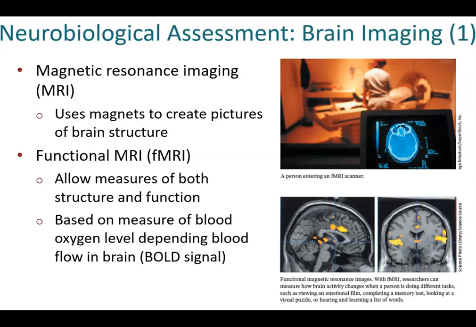I previously mentioned some of the neurobiological assessment techniques, which refers to brain imaging. So I gave a few examples here. Magnetic resonance imaging uses magnets to create pictures of a brain structure. And then below that is functional MRI or fMRI, that allows measures of both how the brain is structured and how it is functioning. It's based on the measure of blood oxygen level depending on the blood flow in the brain.